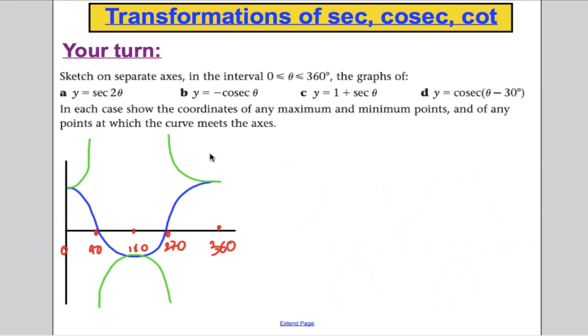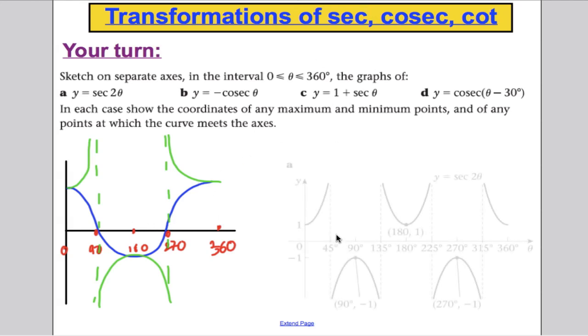And sec of 2 theta is a squash of everything by a factor of 2. So this asymptote here would no longer be at 90 but be at 45. This asymptote here would no longer be at 270 but half that, 135, etc. And we'd be squashed in. So you end up getting something that looks as follows.